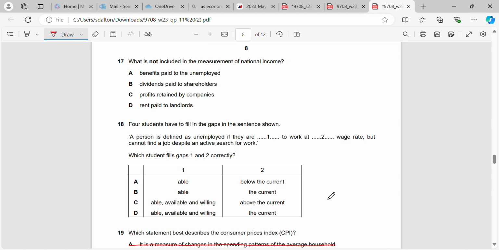Students have to fill in the gaps in the sentences shown. A person is defined as unemployed if they are able, available, and willing to work at the current wage rate.